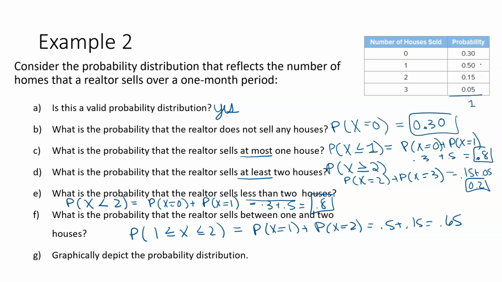Now graphically depict the distribution. So I'm going to do that over here. So the number of houses here could be 0, 1, 2, and 3. These are the houses sold. And our probabilities go up to 0.5. So I'm going to do 0.1, 0.2, 0.3, 0.4, and 0.5. So 0 is 0.3, so I'm going to put that bar up there. 1 is 0.5. 0.15 is like 15, right? And 0.05 is kind of right there. And that's the graphical description of this probability distribution.